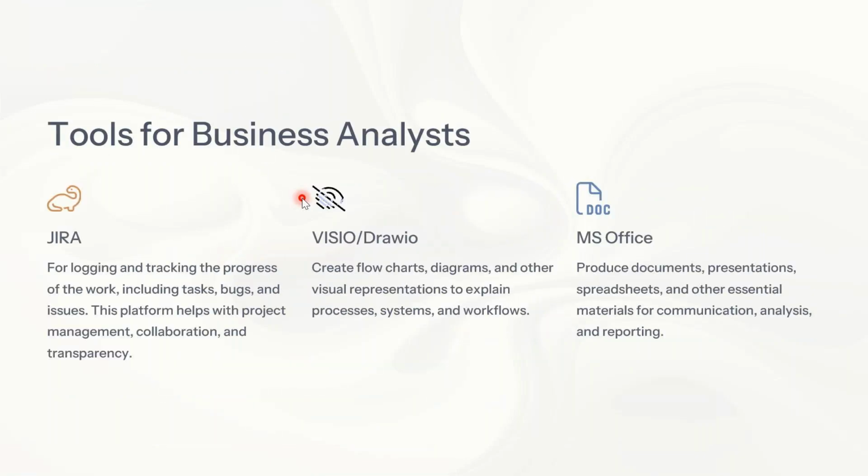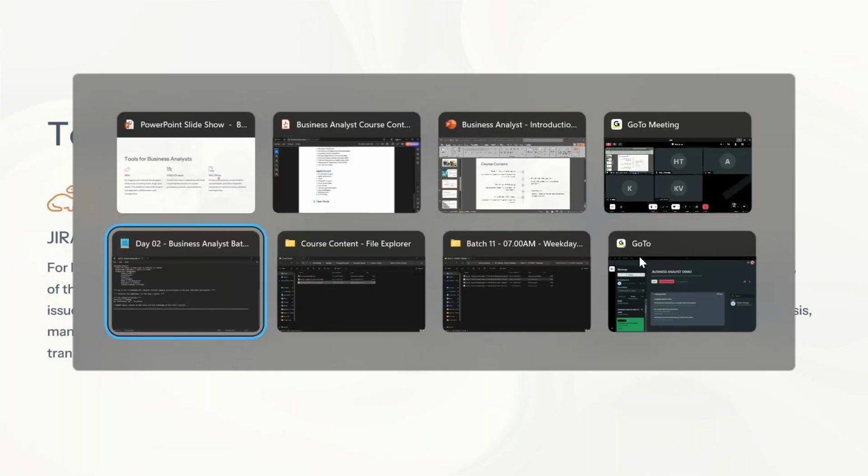Now continuing on with this information, what are the different tools that will be used by a business analyst? Particularly, there will be three important tools. One is Jira, the other one is Microsoft Visio, Draw.io, or Lucidchart, and the last one is Microsoft Office.